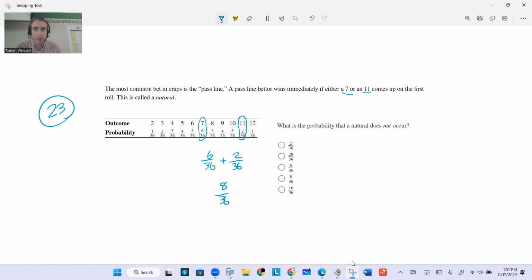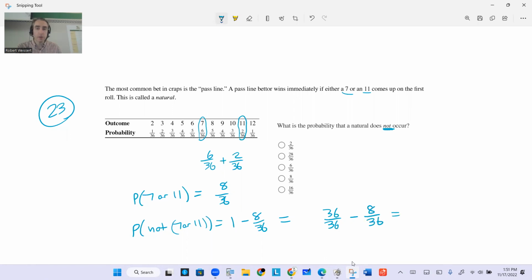And then the probability that a natural does not occur. So the probability of not 7 or 11 is equal to 1 minus 8 out of 36. Let's just think about it. There's 36 out of 36, that's your complete one. So just subtract 8 from that, and that's going to give you 28 out of 36. So that's going to be that one there.